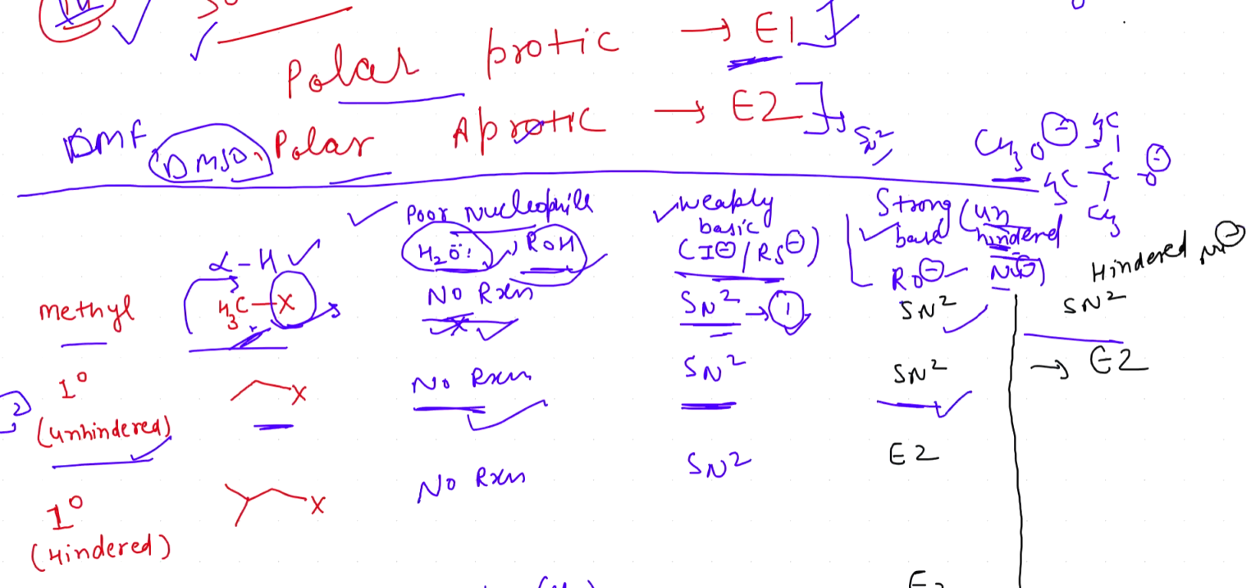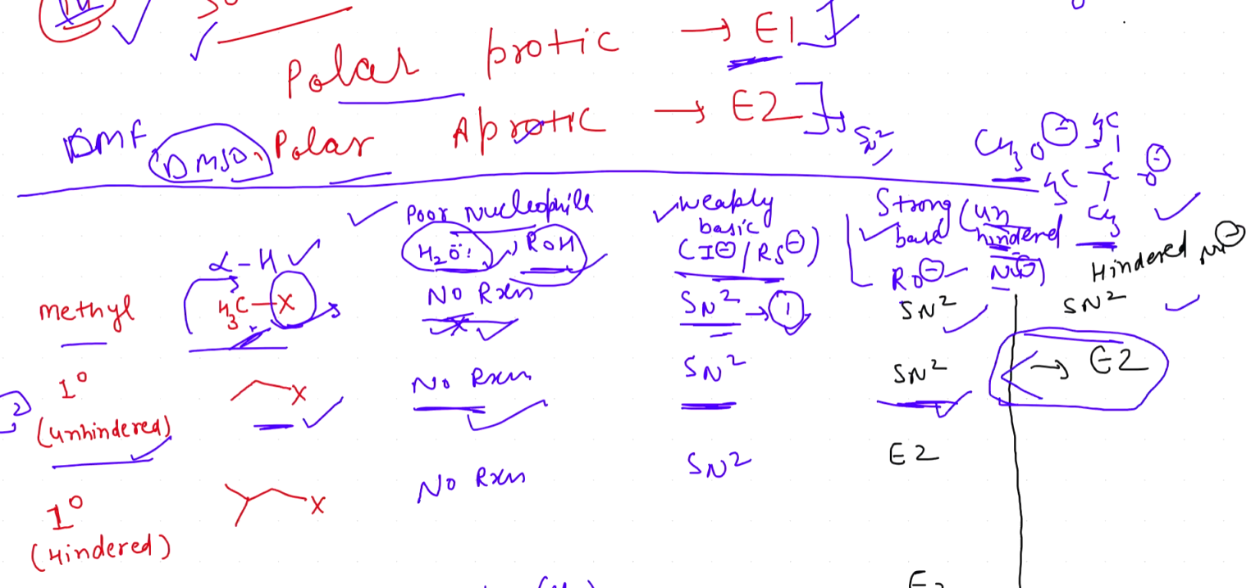If a hindered base is used, such as tertiary butoxide, and we have taken a primary alkyl halide, then it would prefer the E2 mechanism, because here elimination is preferred over substitution since the base is bulky in nature. So this was the condition for the elimination reaction.